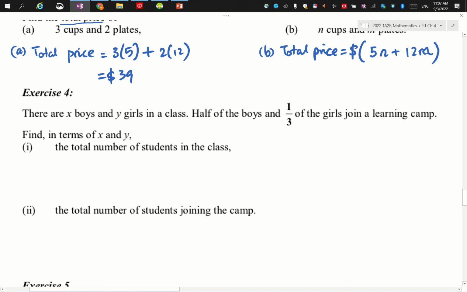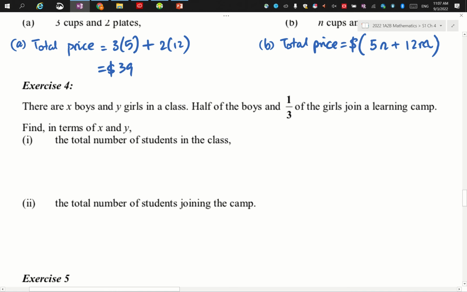Let's move on. There are x boys, y girls in a class. You know, if I ask you how many boys, how many girls in the class, you need to count, right? But what if we don't count? Then we just say, oh, there are x boys, y girls. It's just a number. I just do not know what the number is. That's all. Don't be afraid of algebra.